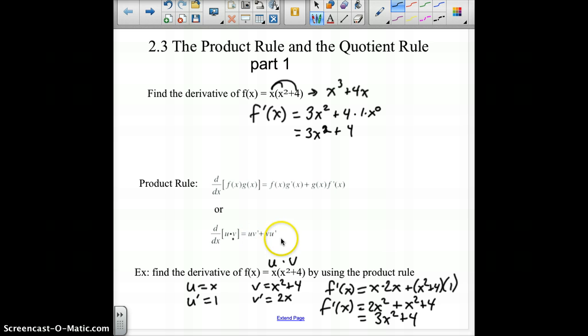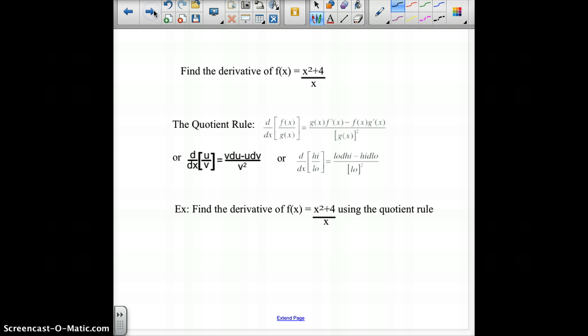I'm not going to go through a proof of how it works for every function, but there's just an example of one function where it works. Now just take my word for it. You'll get into higher math classes where you can prove this, but right now we're just going to start using it. So you do have to memorize that product rule. And then we have the quotient rule.